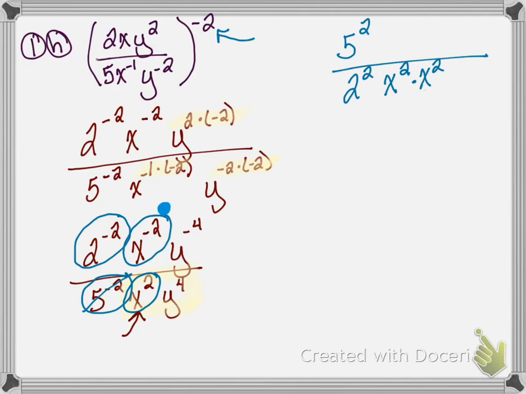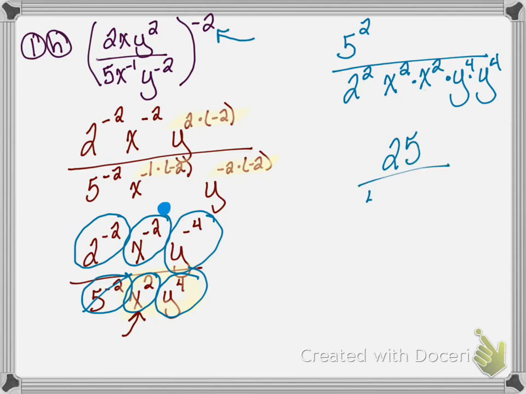Now I'm going to deal with my y's, and the same thing's going to happen again here. This y to the negative 4th goes to the denominator and becomes y to the 4th, but look right here. I've already got a y to the 4th in the denominator, so I have to keep that there. Okay, 5 squared is 25. Okay, 2 squared is 4.